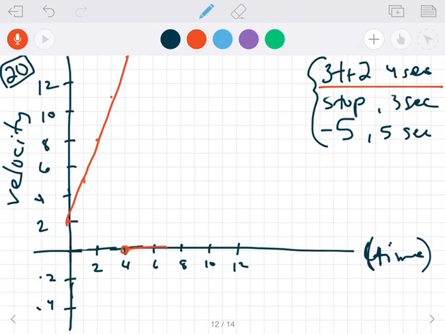Now it's not really clear in the problem where the filled in circle versus the open circle should be, but in order for this to be a function, we know we can only have one output at every input. So I put my open circle at 4 here and my closed circle up here, but you could have done it the other way around. Same thing with 7 seconds.